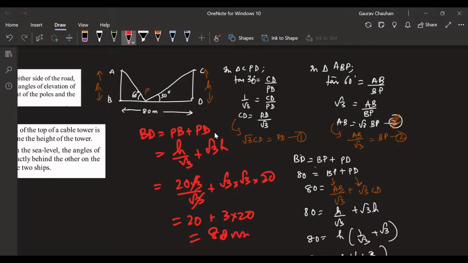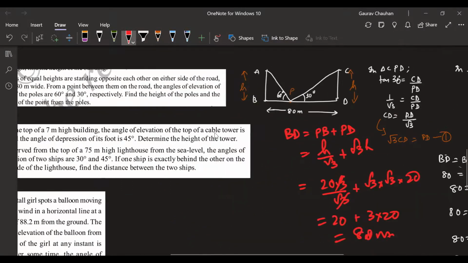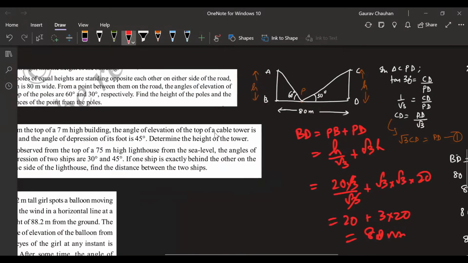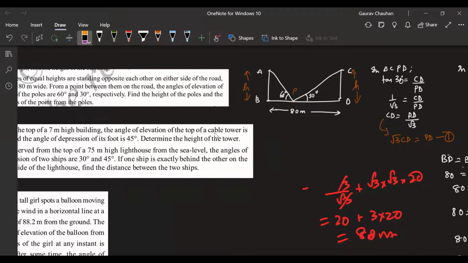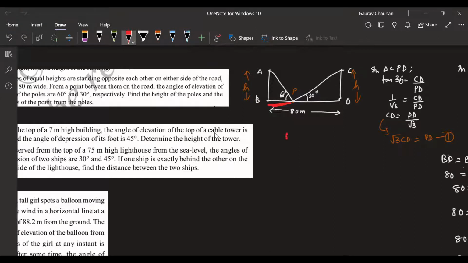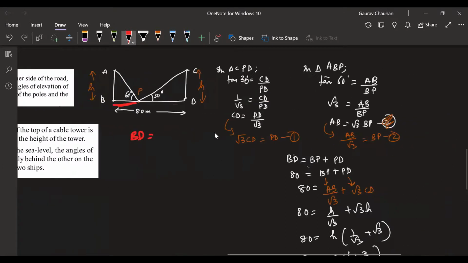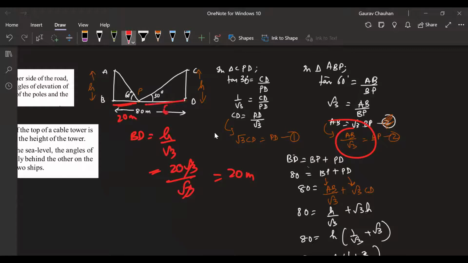Wait, why are we finding this? Sir, they have asked to find the distance. Oh, sorry. You don't have to find this, this is already given as 80 meter. You have to find BP separately and PD separately. BP is AB by √3, so H by √3 is equal to 20√3 by √3. That is equal to 20 meter. If this is 20 meter, then this will be 60 meter.